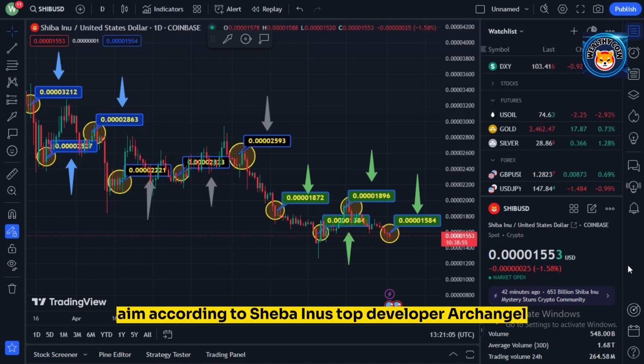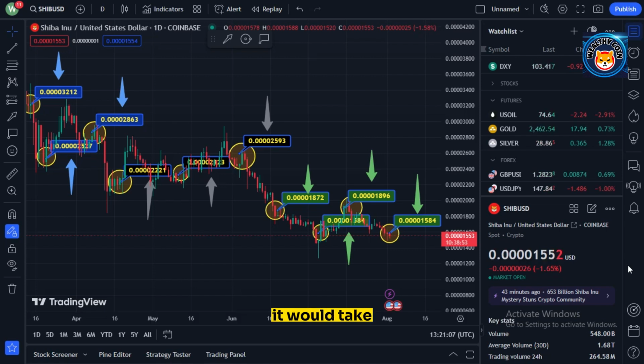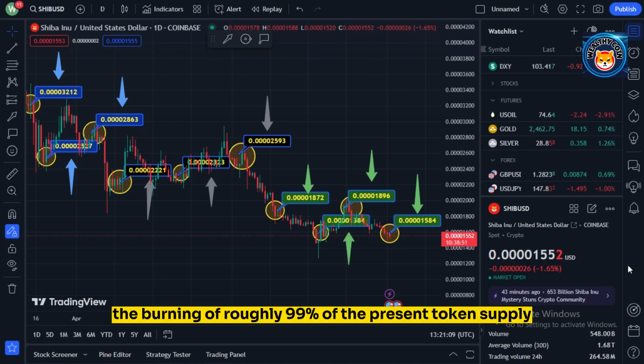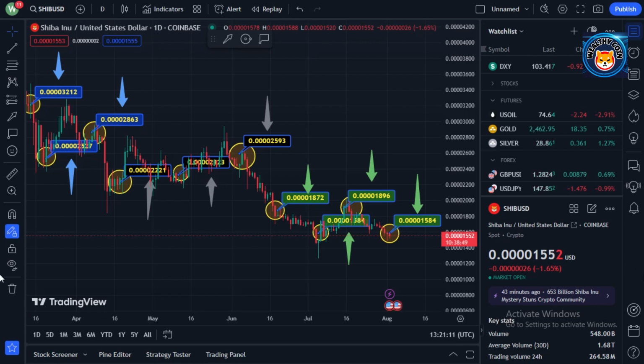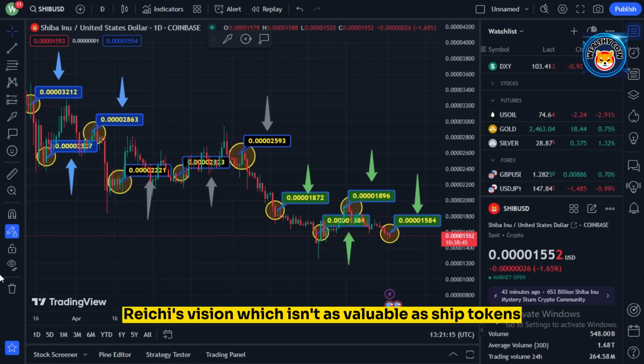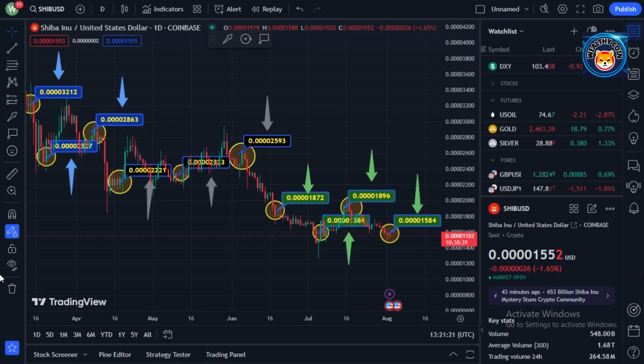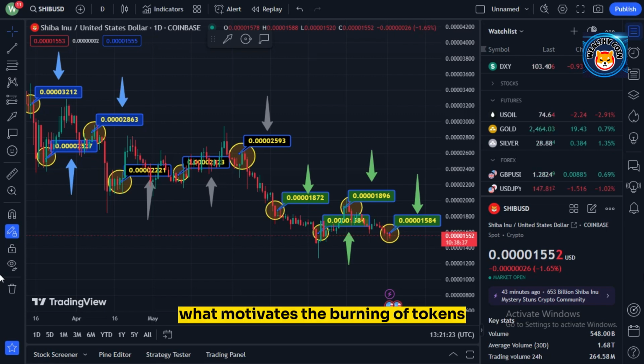According to Shiba Inu's top developer Archangel, it would take the burning of roughly 99% of the present token supply to get to a price of 0.001. Also, Rishi's vision, which isn't as valuable as Shib tokens, is used to pay out incentives for burning Shiba Inu tokens. This makes one wonder what motivates the burning of tokens, which would decrease their quantity.